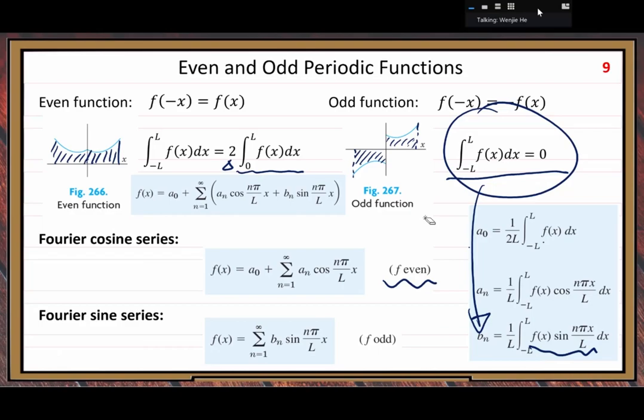But later we consider two special cases corresponding to f even function and odd function. So for even function, we have a simplified version of the formula. For the odd function, we have another simplified formula. So that's what we are doing at this point.